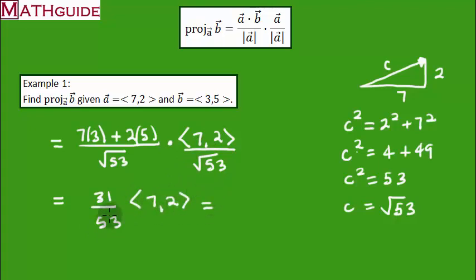When I multiply a fraction times a vector, that's a scalar quantity times a vector, I multiply the scalar quantity times 7 and the scalar quantity times 2. So that means I take 31 53rds and multiply it by 7, and I get 4.1. Then I take the fraction times 2, which is 1.2. And there you go. That's our projection of vector B on vector A.